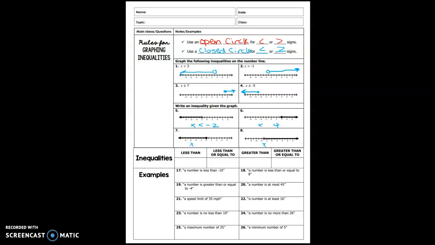Since we have a closed circle, we want to think about: is x any value greater than or equal to 4, or is it less than or equal to 4? Hopefully you're thinking, well, it's going in the right direction. So x can be any value that is greater than or equal to 4. For number 7, you should have x is less than or equal to 0, because it's a closed circle and it's going in the left direction.